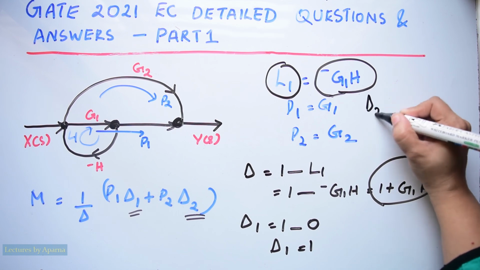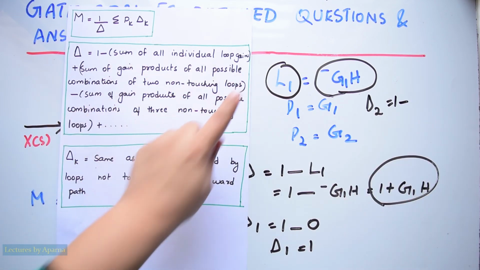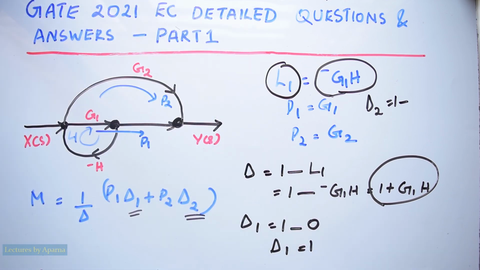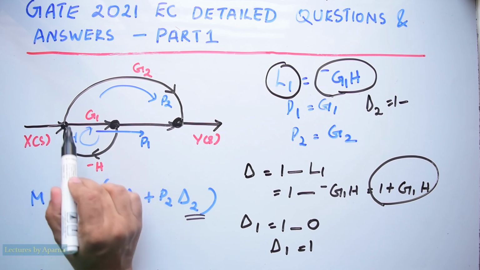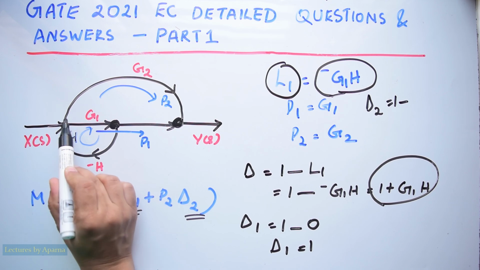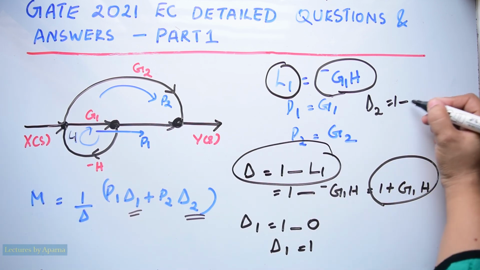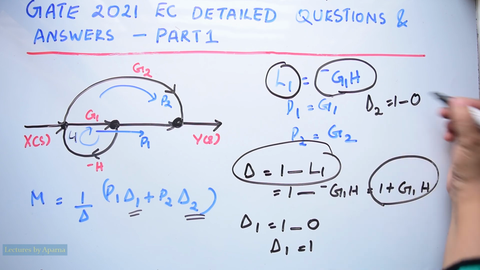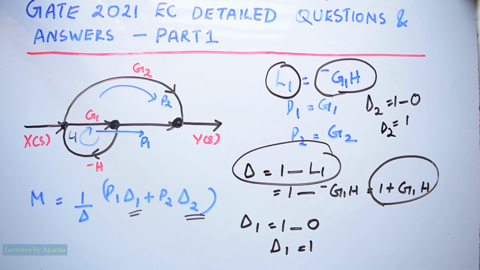Also delta 2 is equal to 1 minus sum of all individual loop gains. In path P2 also this loop L1 is touching here. So the value of this L1 will become 0 in delta 2 also. So 1 minus 0 which is equal to 1. Delta 2 is also equal to 1.